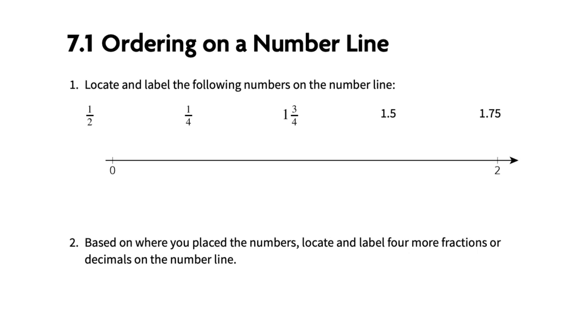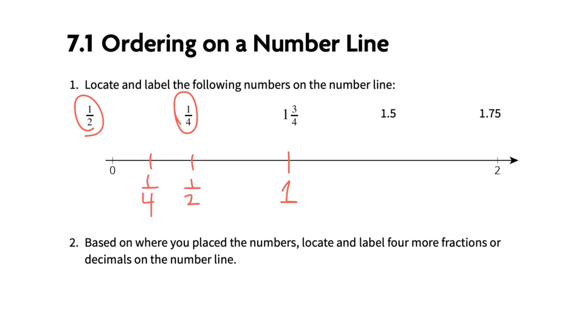So we're going to start off with a warm-up, and it says ordering on a number line, and we're supposed to locate and label each of these following fractions on our number line. So we're going to notice that our number line starts at 0 and it goes up to 2. And just as a frame of reference, that means halfway must be 1. So where is a half going to be? It's going to be halfway between 0 and 1. Where is a quarter going to be? A quarter is going to be halfway between 0 and a half.